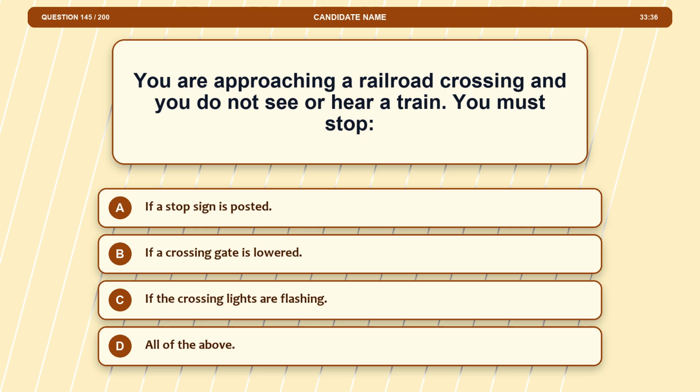Question 145. You are approaching a railroad crossing and you do not see or hear a train. You must stop: Option A, if a stop sign is posted. Option B, if a crossing gate is lowered. Option C, if the crossing lights are flashing. Option D, all of the above.